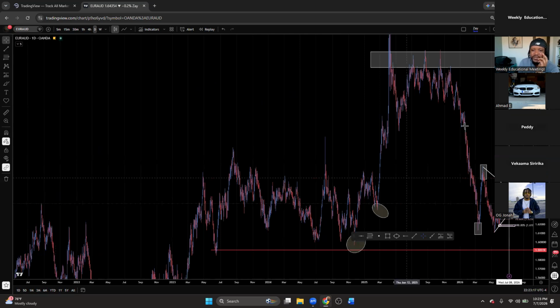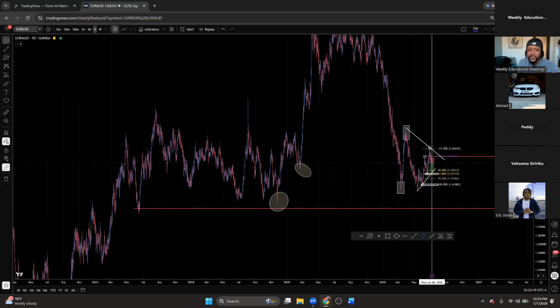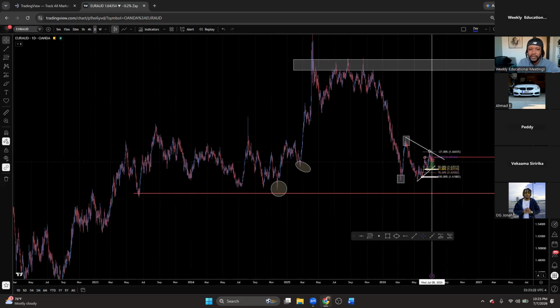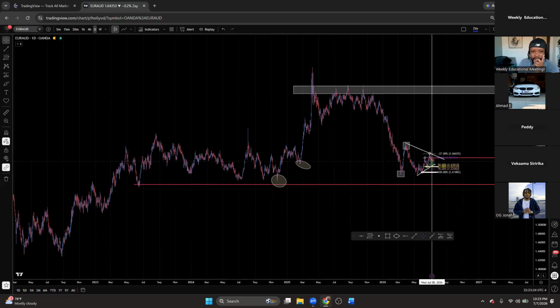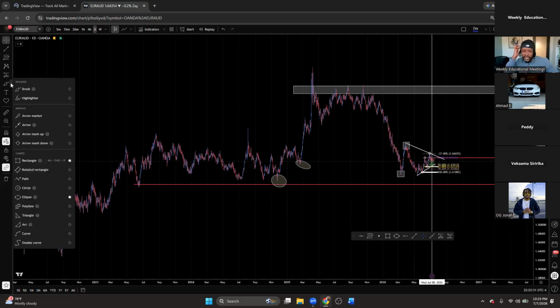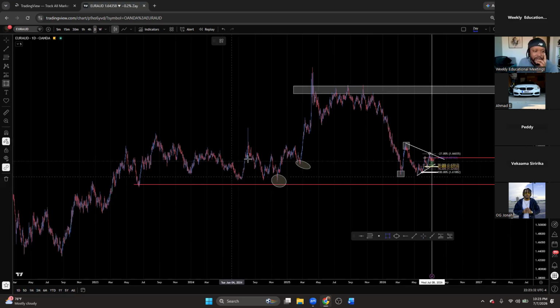If you zoom out, because you see the last one on the left where you got the circle, it was respected. Absolutely. Okay. So that's market structure, right? That is like high level market structure, though.